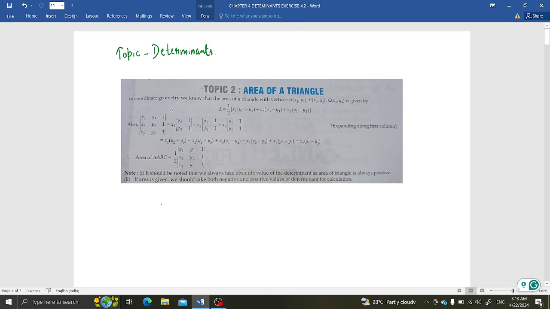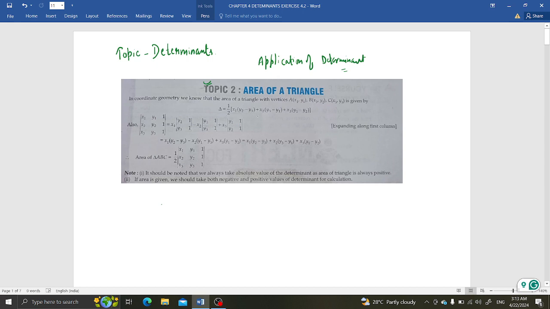Now, the first concept is that in this complete 4.2 exercise, we are discussing the application of determinants. So the first application is to find the area of a triangle.